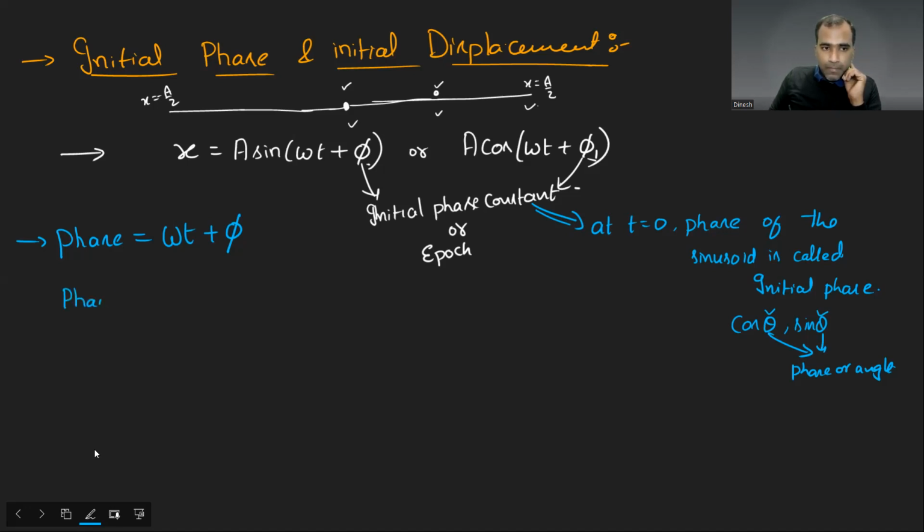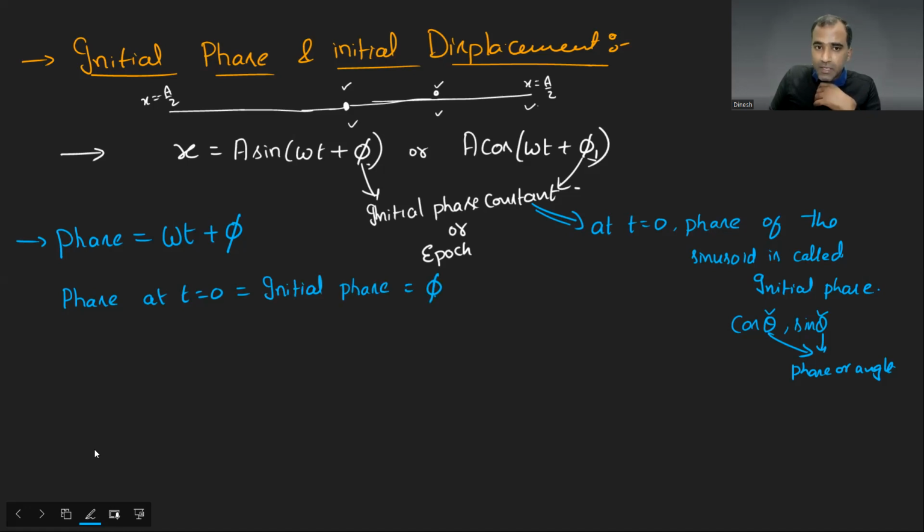Now, phase at t equal to 0 time. At 0 time. What does 0 time mean? The time at which we have started observation, we call it 0 time. Phase at time 0, that is what is the initial phase. The angle that you are applying to the sine function, that angle or phase at time 0, if you try to analyze, that is the initial phase. And how much is that? Phi. Just phi. Substitute t equal to 0: omega into 0 plus phi, which is phi.